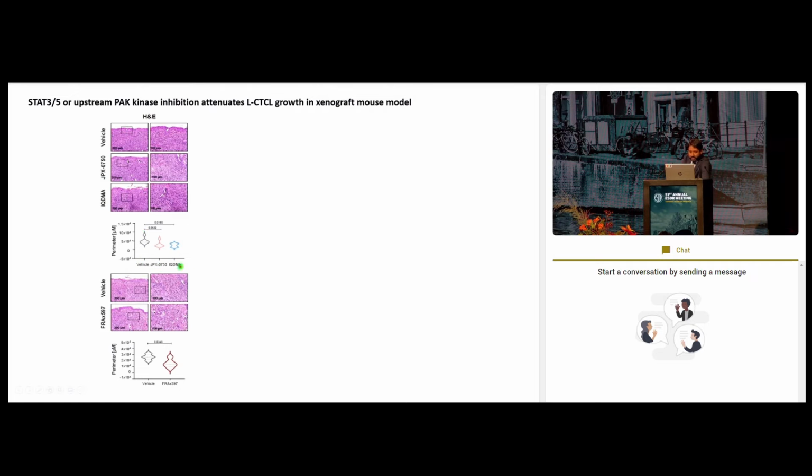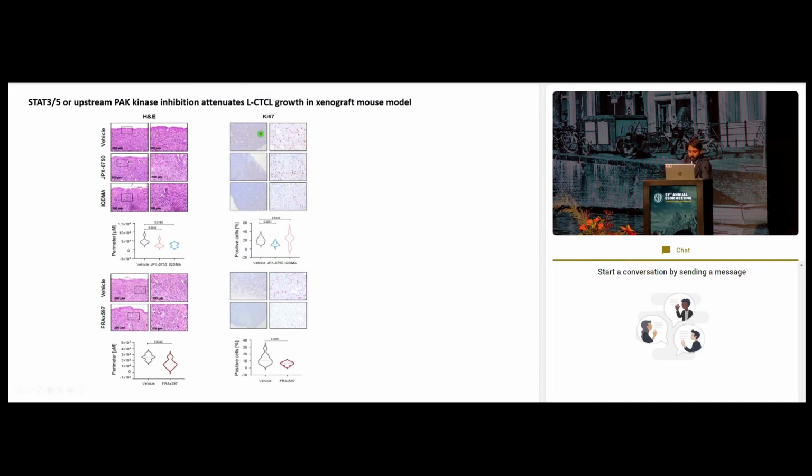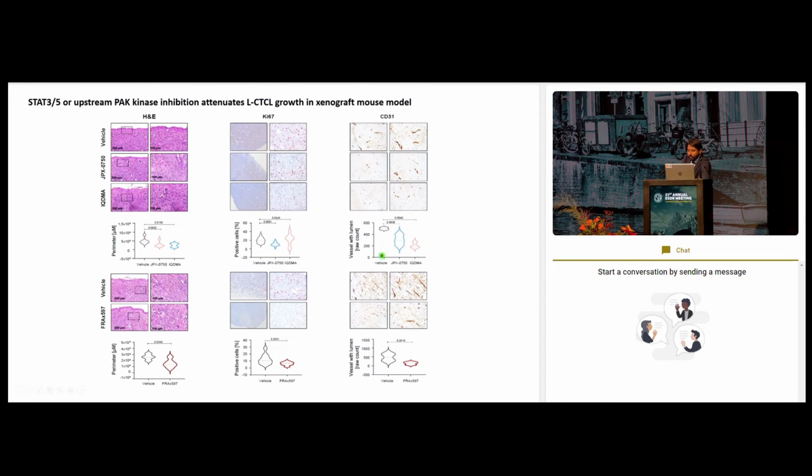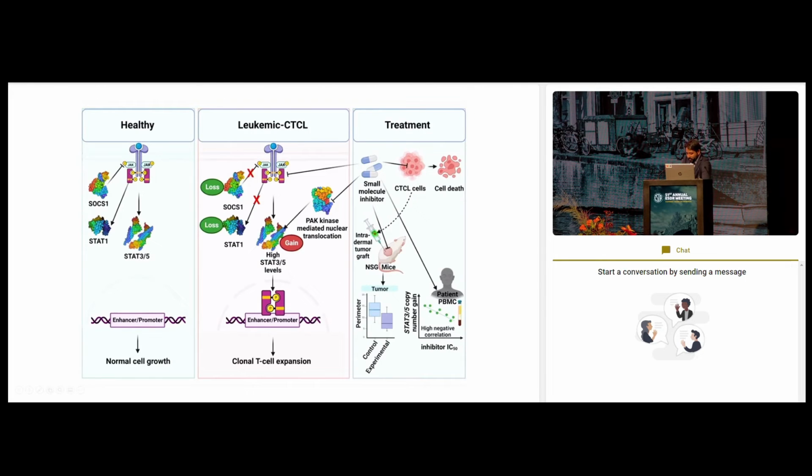Here you can see the three drugs. The PAK inhibitor is at the bottom because it is shown separately, as we have to use a separate vehicle for this drug. At the top, JANPIC750 and IQDMA are reducing the tumor perimeter. They are also reducing the Ki67 staining, so the cell proliferation, and we also did a CD31 vessel marker, and it is also reducing the vessel growth.